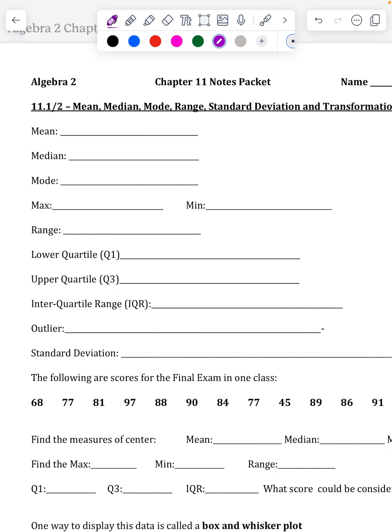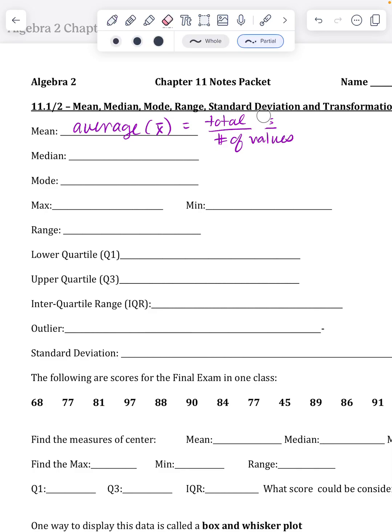The term mean in math means average. You'll see it notated with X with a little bar over it. We call it X bar. And you find that, as you know, by taking the total of whatever your values are divided by the number of values. So you add everything up and then you divide by the number of values you had. So I feel like you know how to do that.